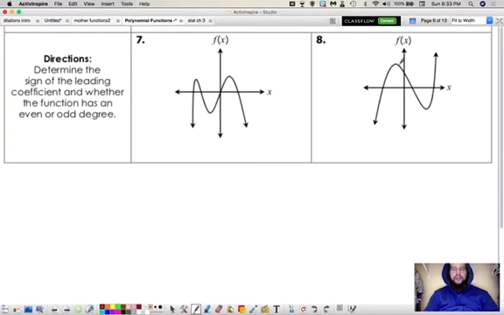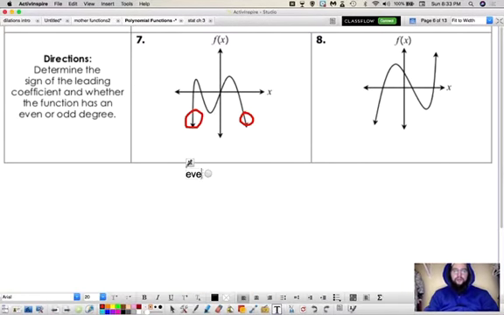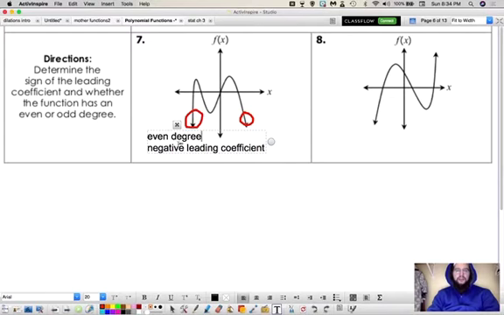So, looking at these two pictures, we're going to decide, is it even degree or an odd degree? Is it a positive or a negative leading coefficient? So let's look at it. Looking at the end behaviors, it's down and then down. Well, that's got to be even because they're going the same way. So it's even. Your basic mother function is up, right? So that's got to be reflected. So it's negative leading coefficient. So negative leading coefficient, even degree.